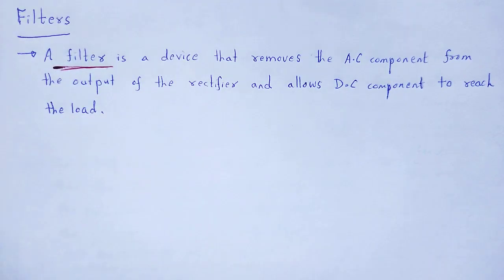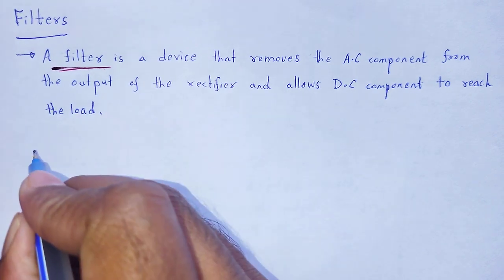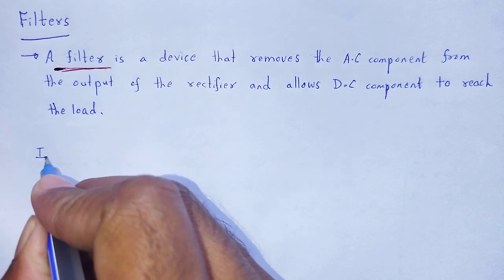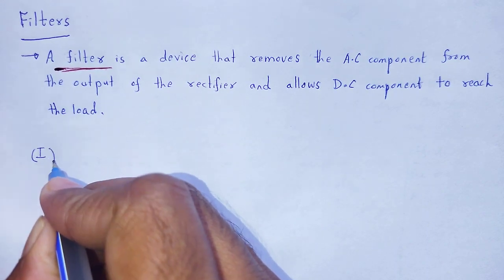There are various types of filters. Most commonly we use filters like the capacitor filter, inductor filter, choke input filter and capacitor input filter. But here we are discussing only two types of filter, that is capacitor filter and inductor filter. First one, capacitor filter.